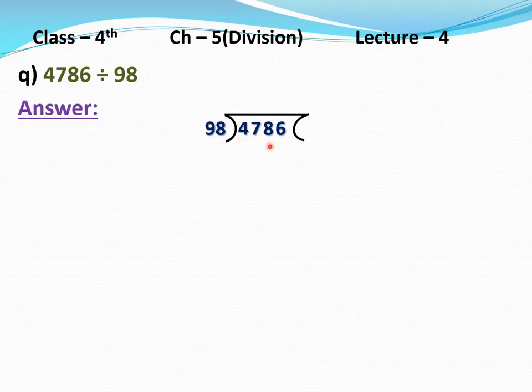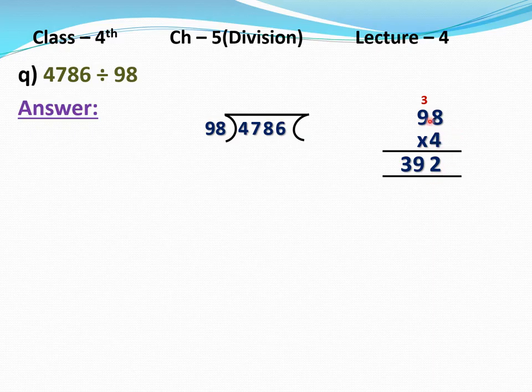Now the number will be 478. Now multiply 98 by a number so that it is equal to 478 or less than 478. It should not be greater than 478. Multiply 98 by 4. See, 4 8s are 32, write 2 here and 3 carry. 4 9s are 36, 36 plus 3 is 39, write 39 here. 98 multiplied by 4 is equal to 392. Write 4 here and write 392 here.